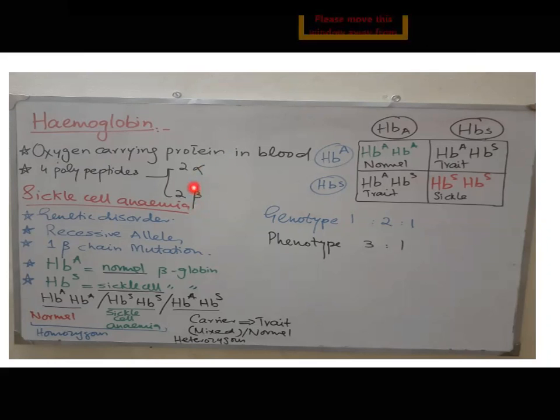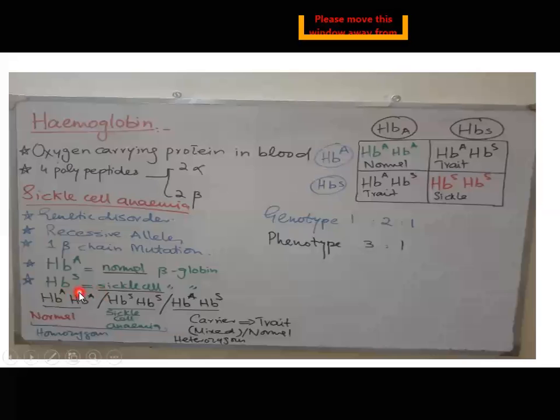So due to a single mutation in one beta chain only, and this mutation is recessive in nature due to the recessive alleles. Recessive means that it occurs only if it is homozygous recessive. So we can denote HbA for the normal beta globin polypeptide, and HbS for the sickle cell beta globin polypeptide due to a mutation.